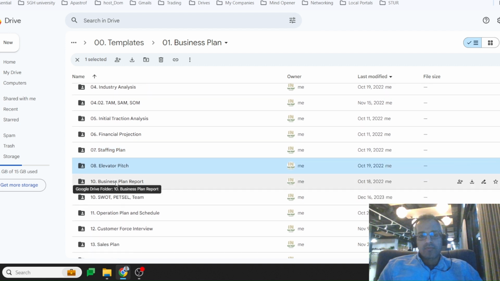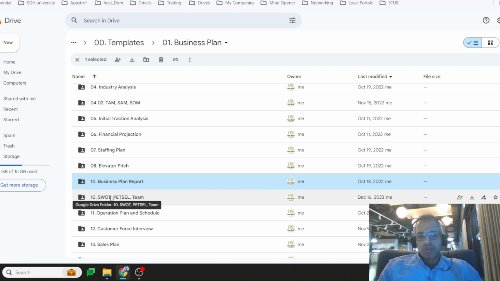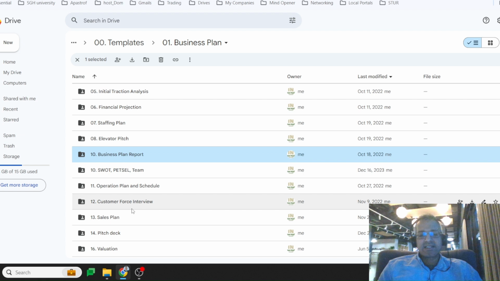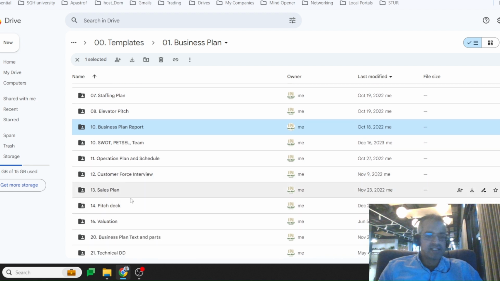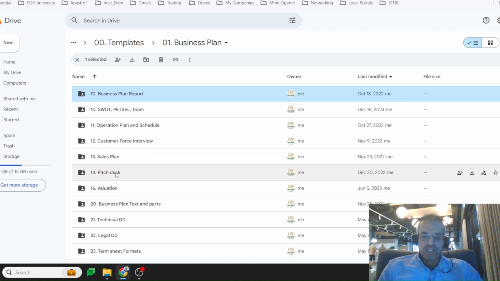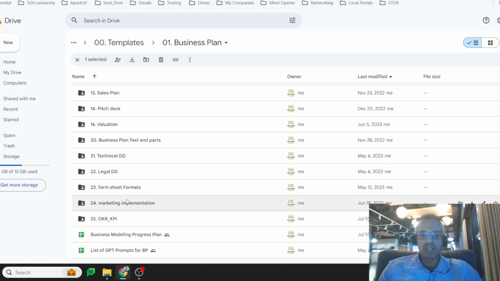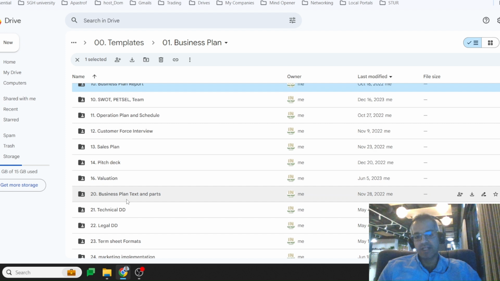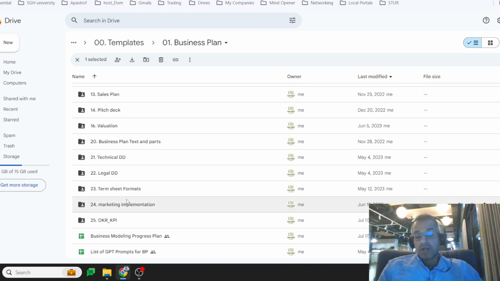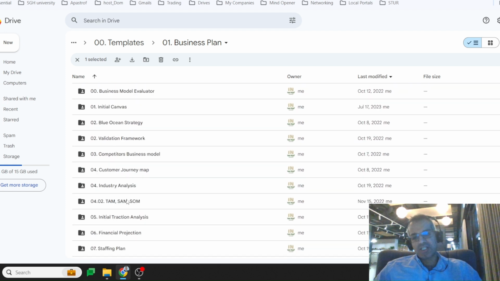Pitch deck, business plan report, SWOT, PESTEL, and team analysis, operational plans, customer focus interview, sales plan, valuation, pitch deck final design, business plan parts, technical due diligence, legal due diligence, term sheet format, marketing implementation, and OKR and KPIs are the 25 different stages that should be done for finalizing and providing to any of the investors. So these are the full documents that you may need.